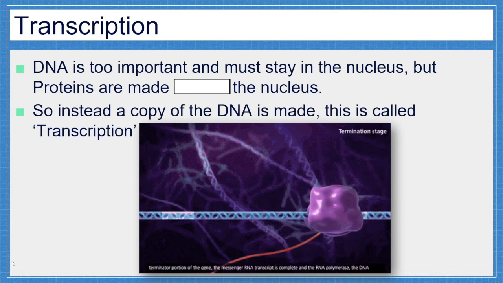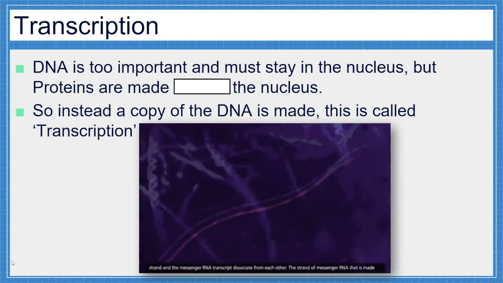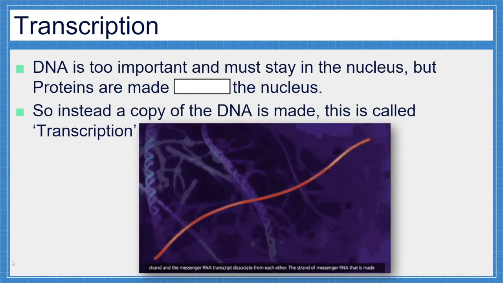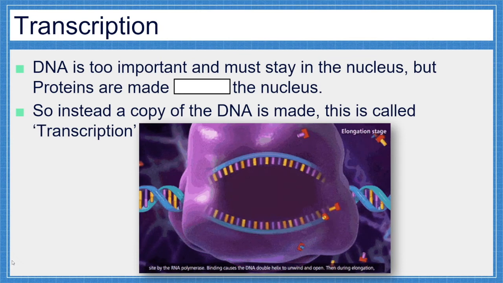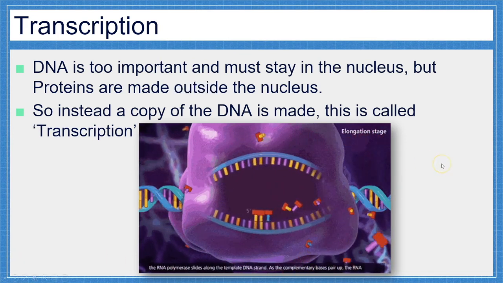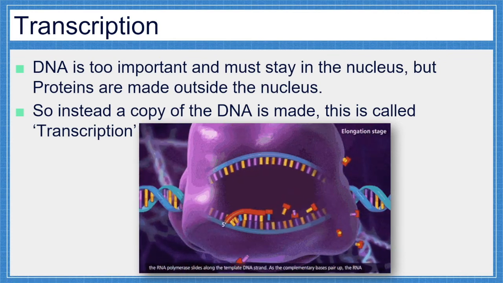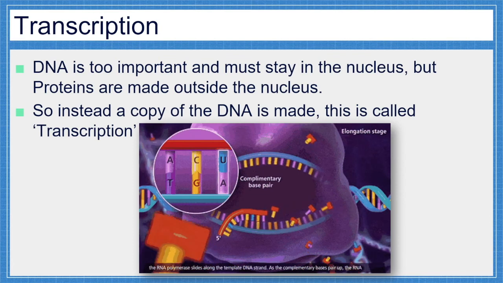If you actually think about the word transcript or transcribe, you'll get an idea of what's happening here. You've got one thing that's written out and you're transcribing that onto something else. So what we end up doing is making a copy. Proteins are made outside the nucleus, so instead we make a copy of DNA, and that whole process of making this copy is transcription.